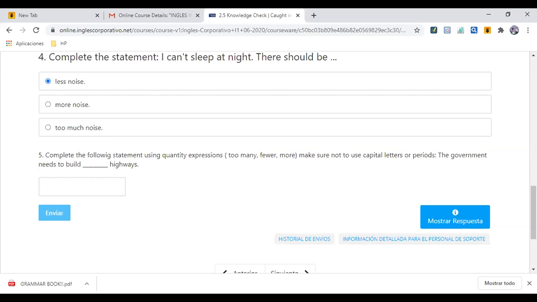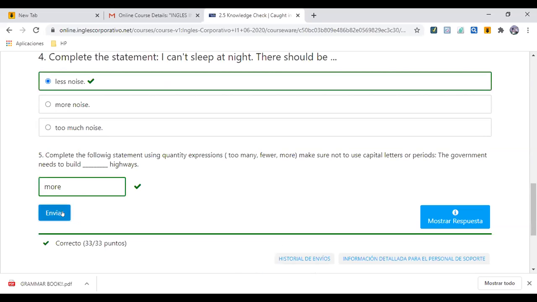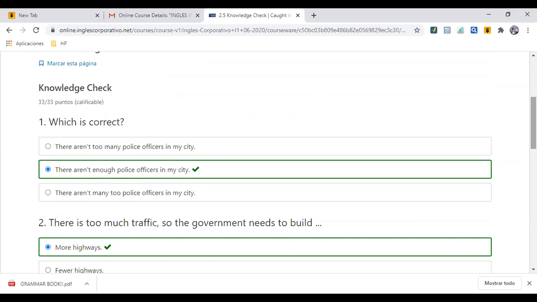Now, number five, complete the following statement using a quantity expression. Too many, fewer, more. Make sure not to use capital letters or periods. The government needs to build more highways. Okay, so let's type more and let's send it. And your answers were correct. Very good. Any questions about this exercise?